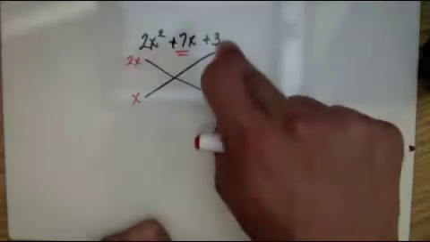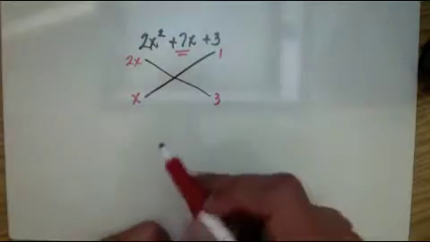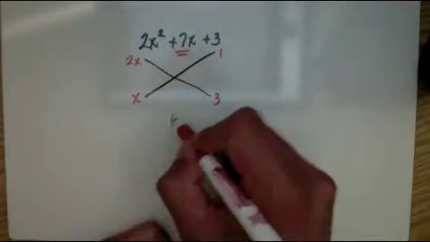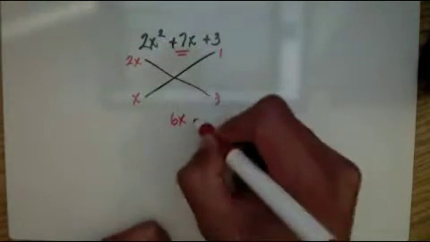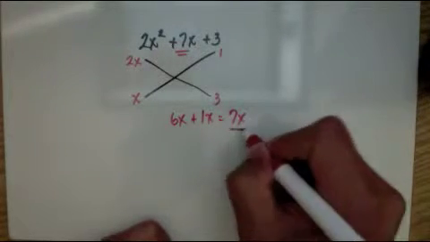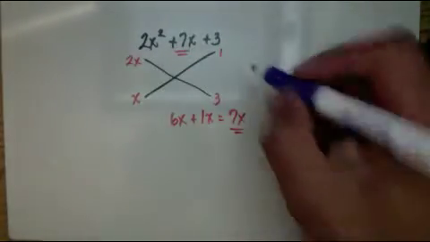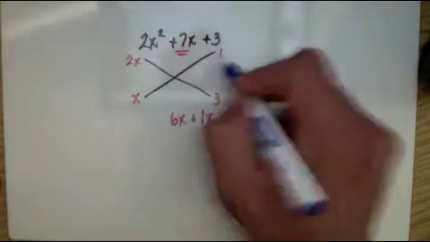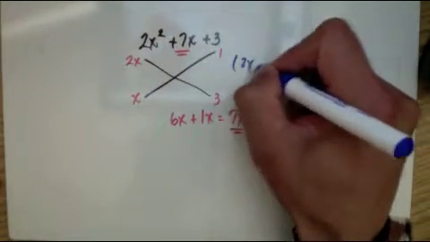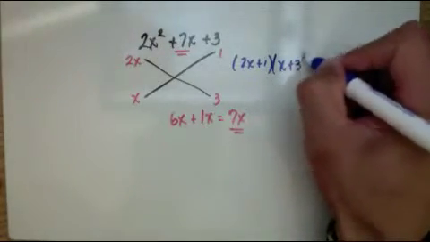Well, let's go ahead and try to switch these around. Maybe the 1 here and the 3 there. If you notice, 2x times 3 is going to give me 6x. X times 1 gives me 1x. When we combine, it gives me the 7x. And that's what I wanted. So my factors, when I go ahead and do these, are going to be straight across. So they are going to be 2x plus 1 and then x plus 3.